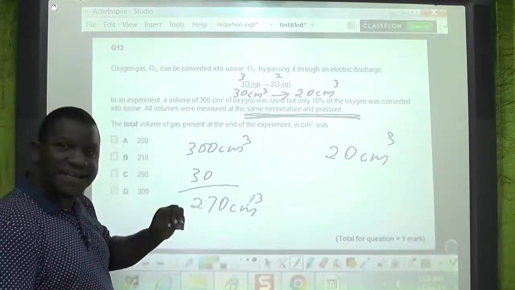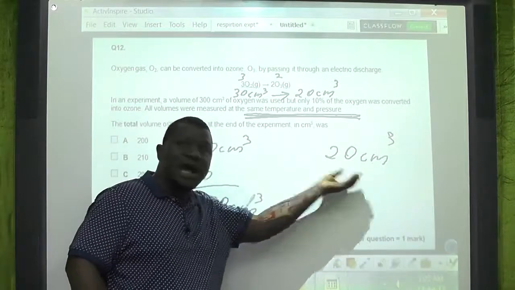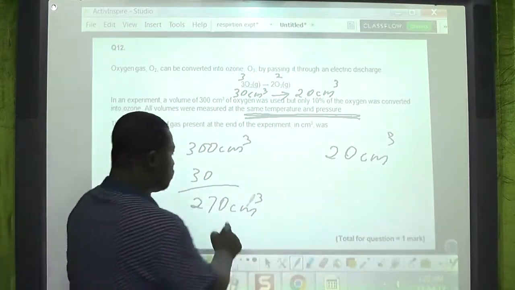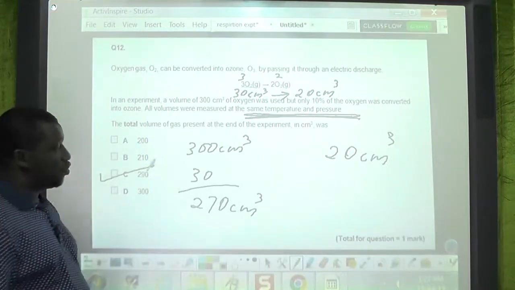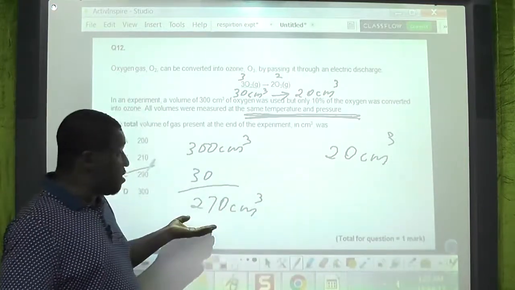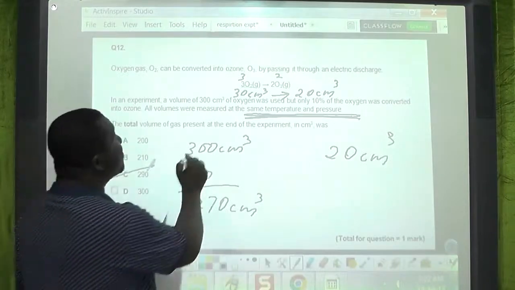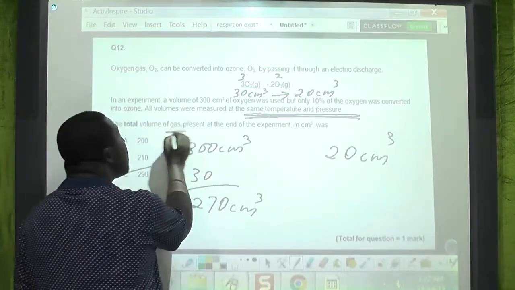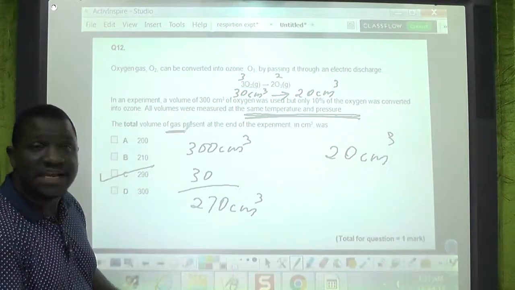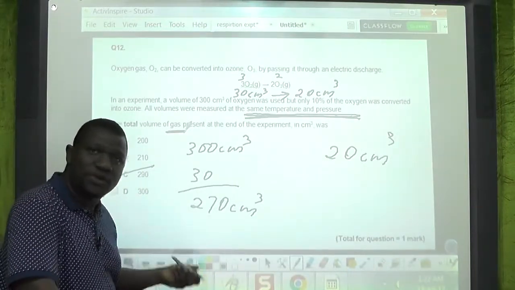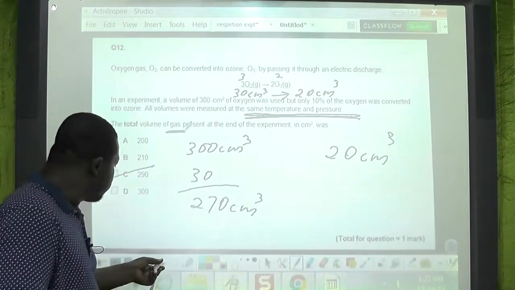What do you now have at the end of the experiment? What you formed and what remained. So which is 270 plus 20, which is 290, which is C. So what you formed and what remained unreacted. They said total volume of gas. They did not say total volume of unreacted gas, or total volume of the gas formed. They said total volume of gas.